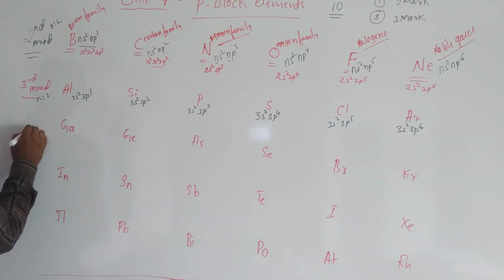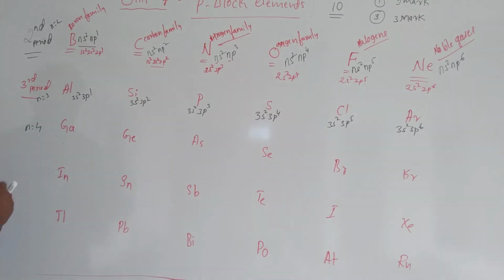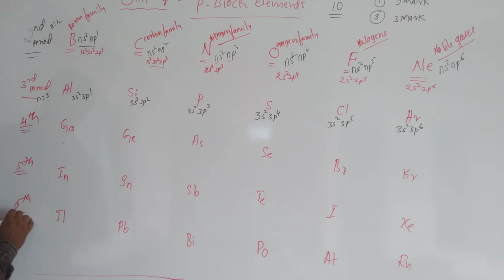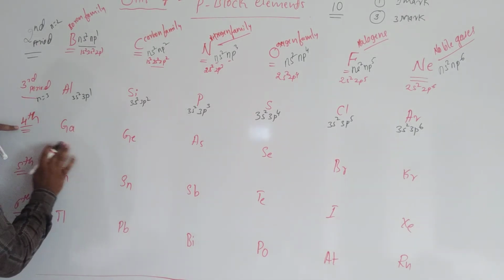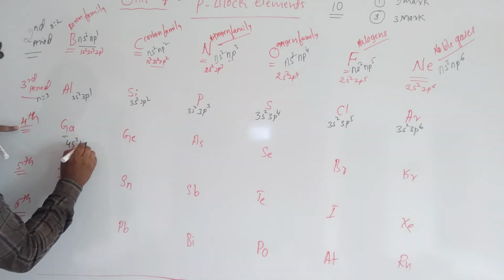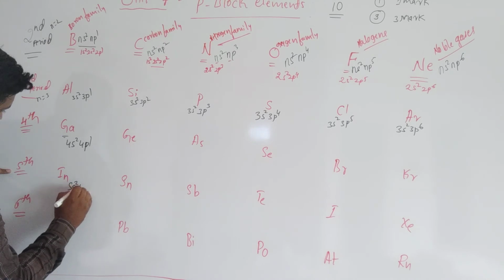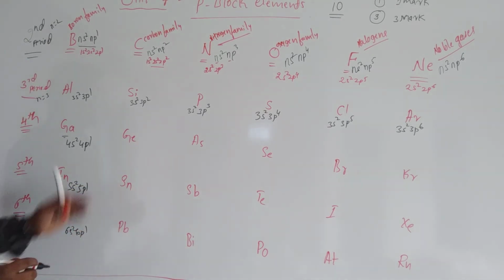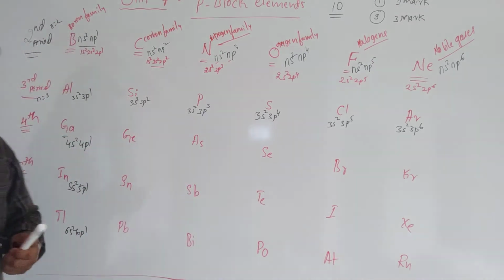Same, n equal to 4 means these are fourth period elements, these are fifth period elements, and these are sixth period elements. Okay, students, what is the general electronic configuration for gallium? 4s2 4p1. Here 5s2 5p1, 6s2 6p1. Like that you can follow all the elements.